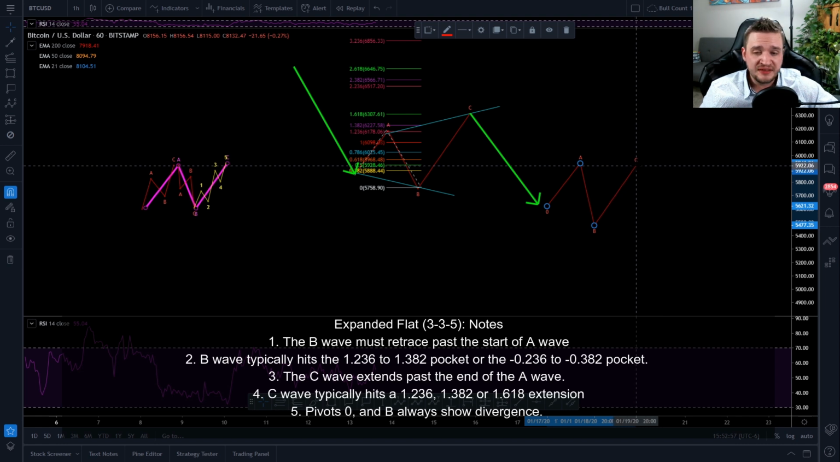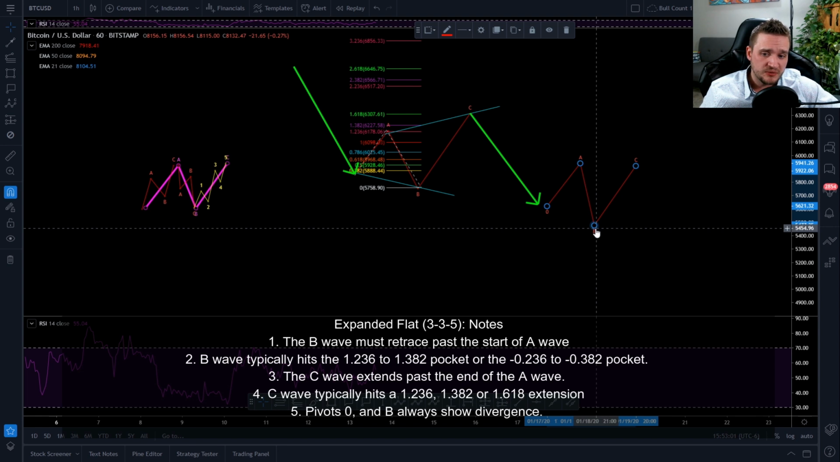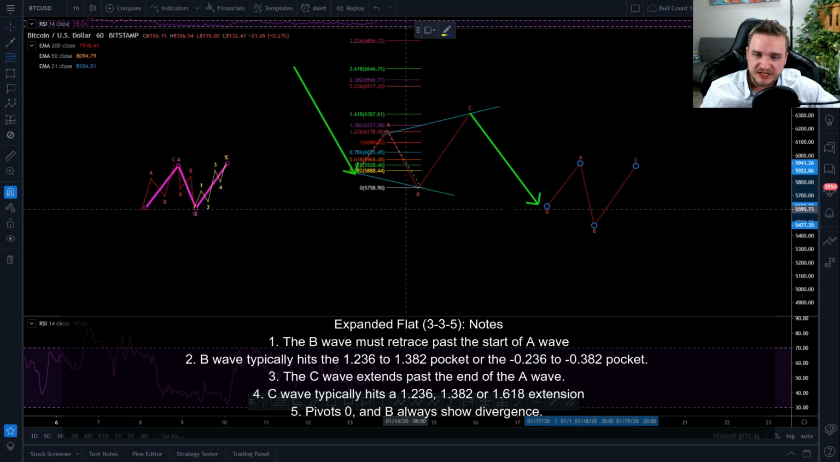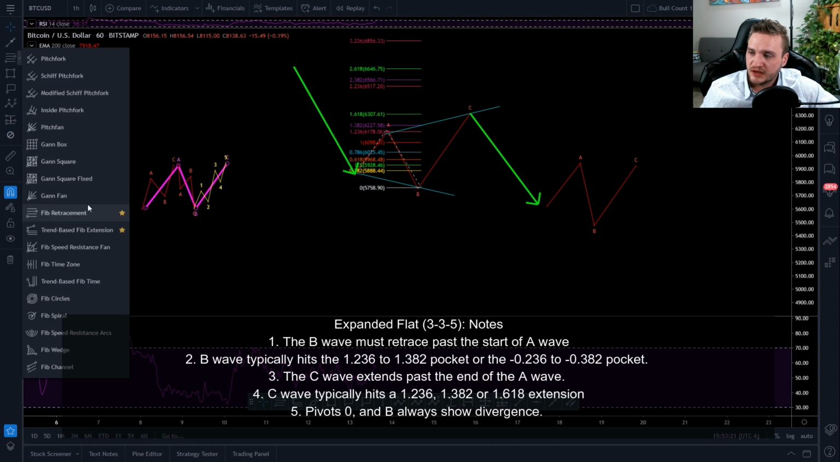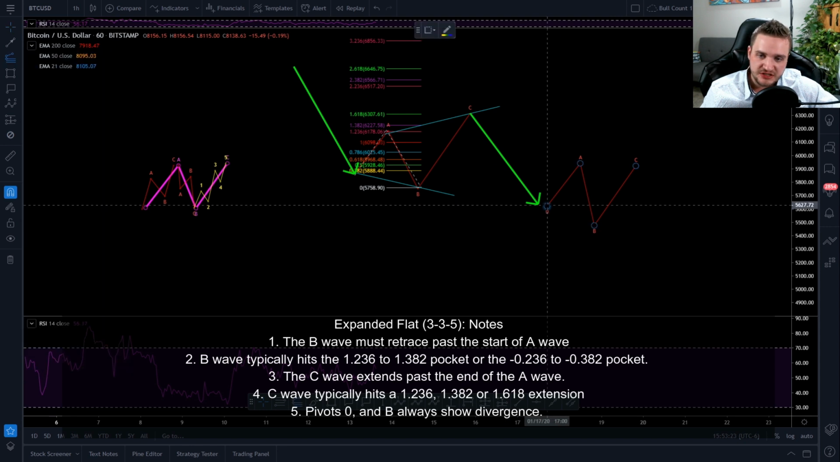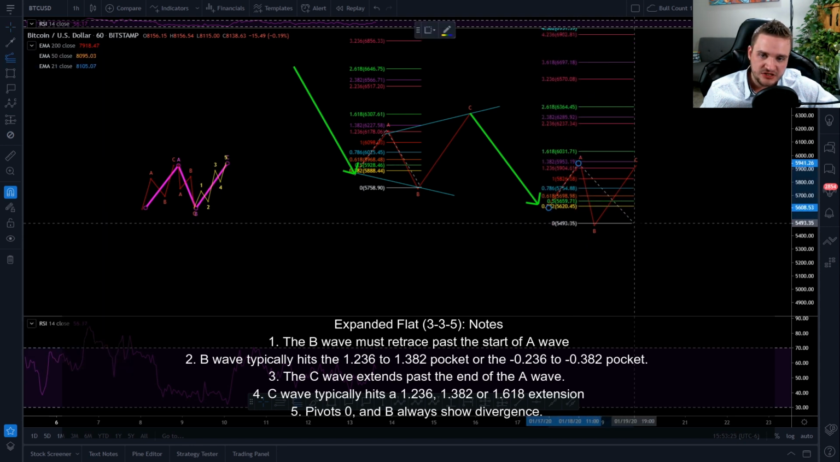And at the highest, you get that 1.236, so long as the B wave hit the 0.236 negative down here. So with that being said, again, we can pull the fib retracement from 0 to A, and we're targeting this expanded B pocket down here between 1.236 and 1.382. And then we're looking for an extension for that C wave here.